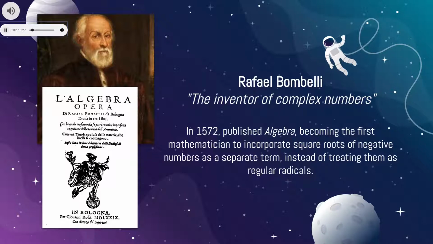Italian mathematician Raphael Bombelli held a rather unpopular answer to the issue. Regarded today as the inventor of complex numbers, Bombelli, authoring the book entitled Algebra, published in 1572, was the first mathematician to incorporate square roots of negative numbers as a separate term, instead of treating them as regular radicals, further detailing complex arithmetic where real parts deal with real parts and imaginary parts with imaginary parts.